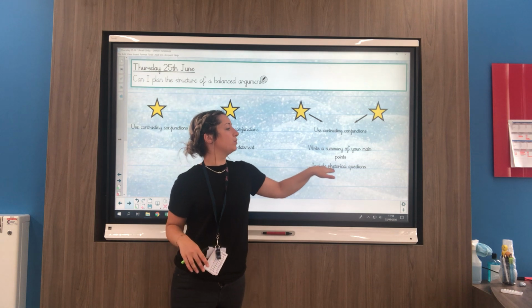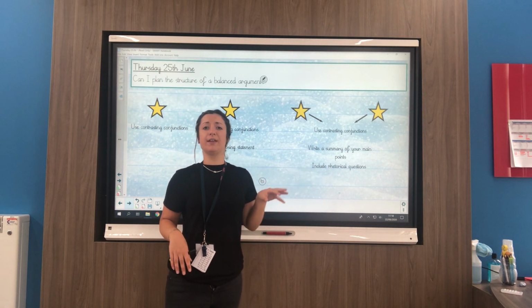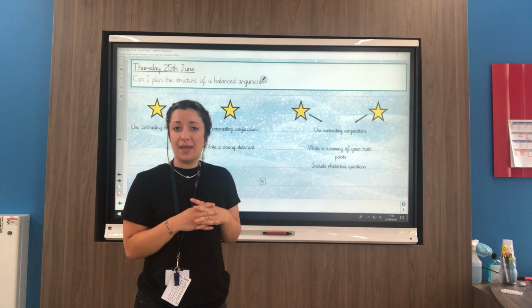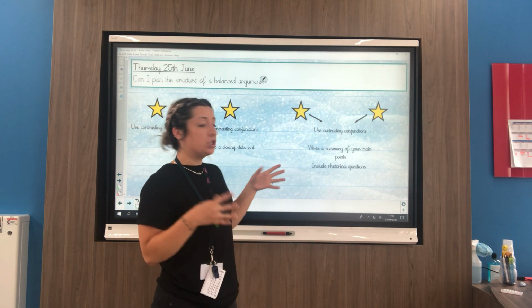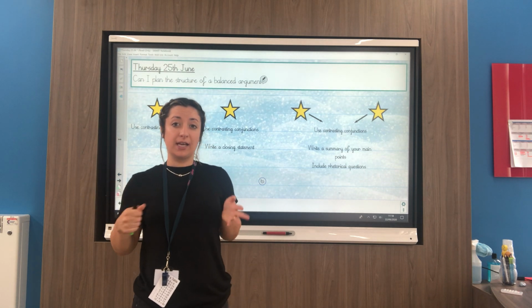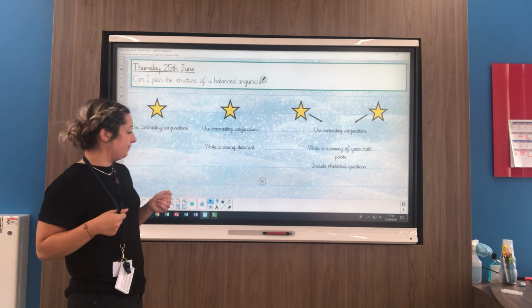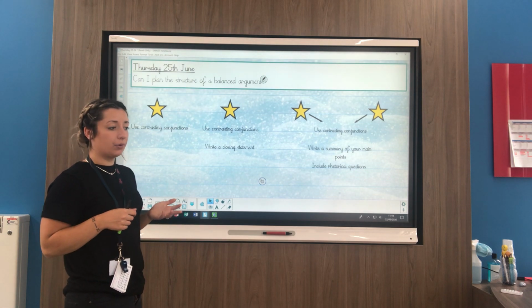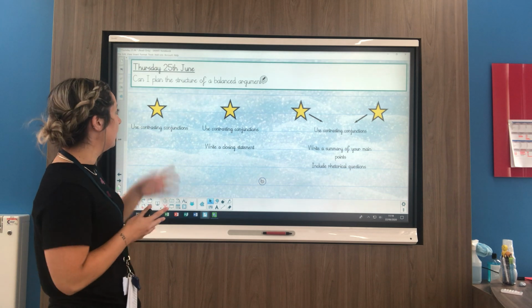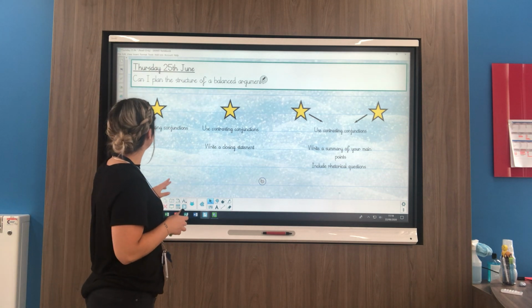But for your 3 and your 4 star, I really want you to draw the reader in. Think of an effective rhetorical question. Would you like to be behind bars? Or would you like to see exotic animals round the corner? So think about your well-balanced argument. I'm going to just do an example on the visualiser, and then I'm going to set you off so you can start doing your well-balanced argument.